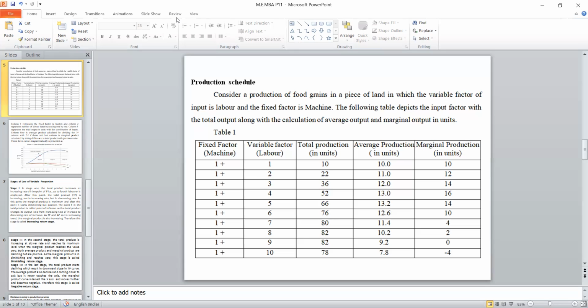One minute. Somebody is entering. Soumya. Okay.